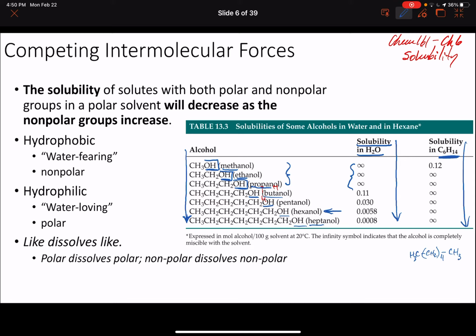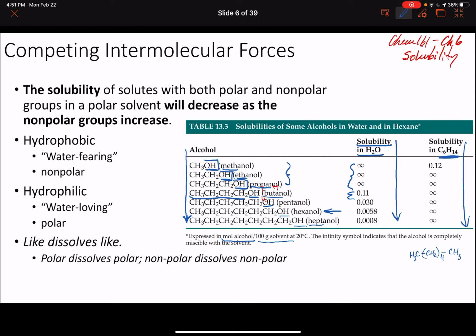Once we start extending that carbon chain too far, so we go to butanol now, where we have 4 carbon chains, you can see here that we have a solubility limit. That is to say that only a certain number of molecules of that alcohol will dissolve in 100 grams of solvent at room temperature. So butanol, 0.11 moles of that alcohol are capable of fully dissolving in 100 grams of solvent.